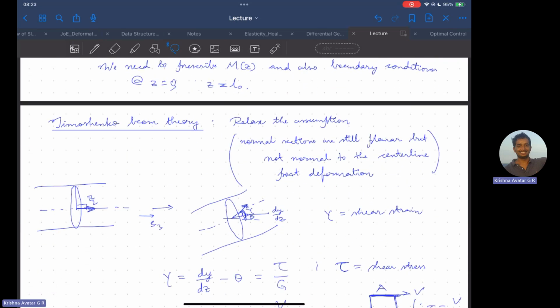Okay, now let's talk about a further extension to this theory, which is called the Timoshenko beam theory. The Timoshenko beam theory relaxes one particular assumption. The normal sections are still planar. However, after deformation, they are no longer normal to the center line, in the sense that we are allowing shearing.